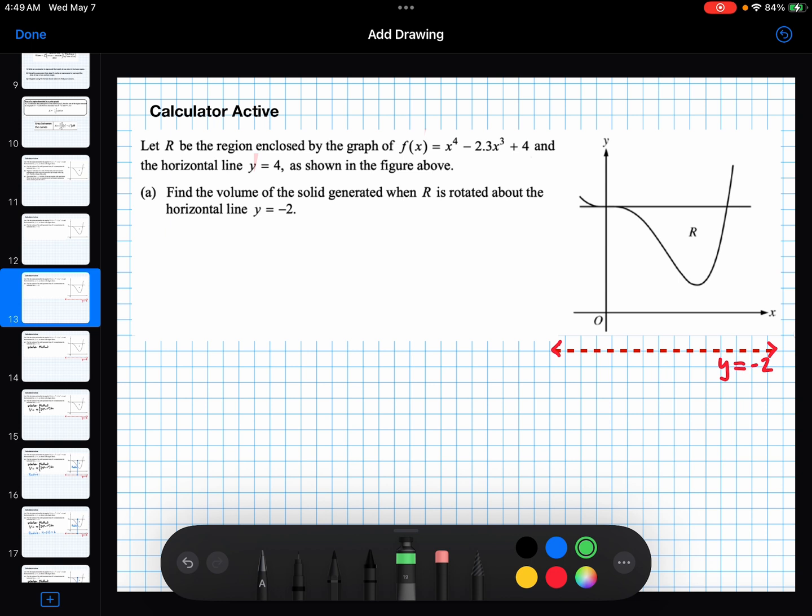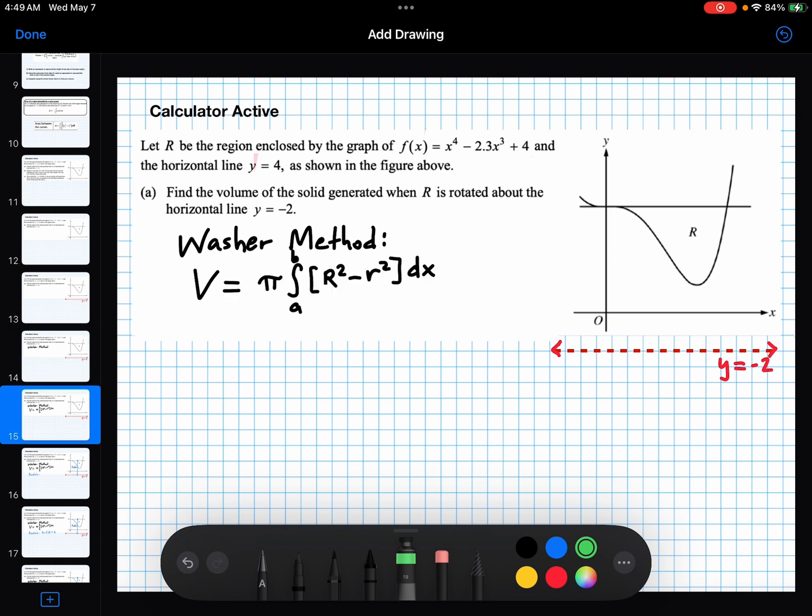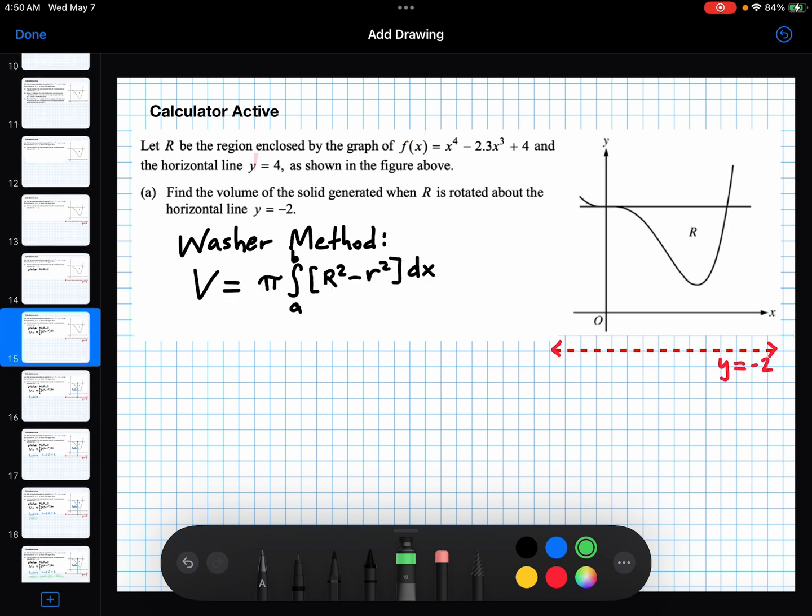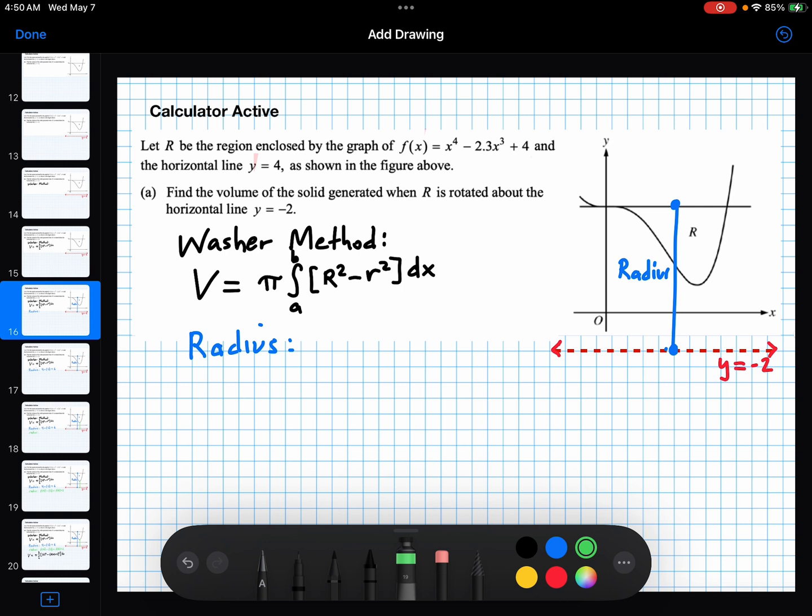So again, draw these things perpendicular to the line of revolution. And since I'm using the washer method, there's my formula. Like I said, I need a big R and a little r, a big radius and a little radius. So I start at the line of revolution, and I draw from there to the further boundary of my region. That gives me my big radius. I have to represent that length, so upper y value minus lower y value. That's 4 minus -2, so big radius is equal to 6.